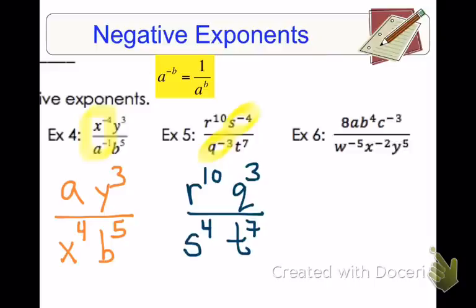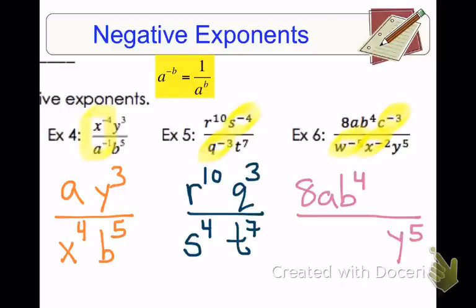Let's get into this last one. Here I'm going to have to make 3 changes: the C, the W, and the X. They're going to switch spots. So I'm going to go ahead and move them. So I'm going to leave the 8, a, b to the 4th at the top. The y to the 5th is going to stay at the bottom. And I'm going to switch the other 3 from top to bottom and bottom to top. So the c to the -3 is going to go to the bottom. The W is going to go to the top, and so is the X. Let's make it a little nicer.